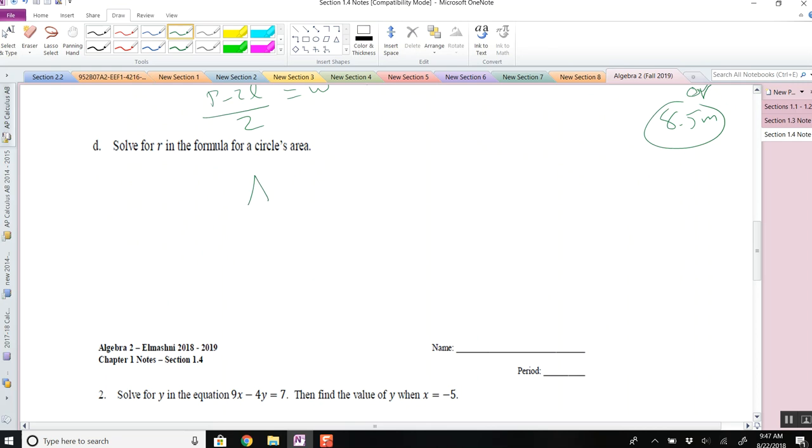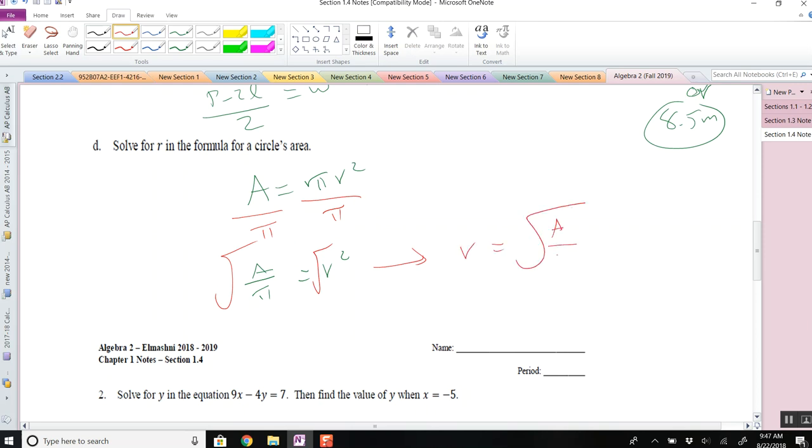So area of the circle is pi r squared. We want to solve for r, so we've got to isolate r. So I'm going to divide by pi. So r squared is a over pi. Then I'm going to have to square root both sides. So r is going to equal the square root of a over pi. Now, technically, you should put plus or minus, but we won't.